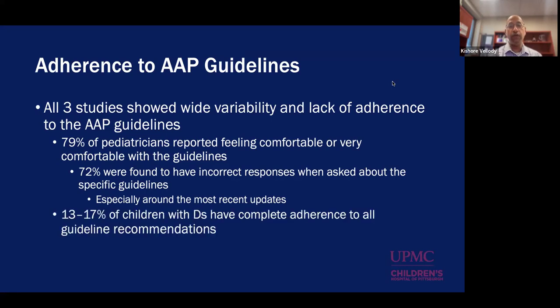And so when we look at kids in general with Down syndrome, if they are just going to the PCP alone, really only about 13 to 17% have actually completed all of the healthcare guideline recommendations, which is obviously, as you might imagine, a very small percentage and nowhere near where we would want to be for the optimal health for people with Down syndrome in this country.